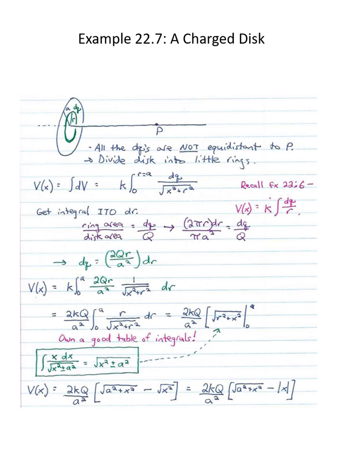Let's now look at example 22.7 that's going to build on the last example of a ring. This is a charged disk. It says a charged disk of radius a carries a charge q distributed uniformly over its surface. Find the potential at a point P on the disk axis, a distance x from the disk. So this is very much like the ring problem. In fact, what we're going to do is think of that disk as many, many infinitesimally thin rings.